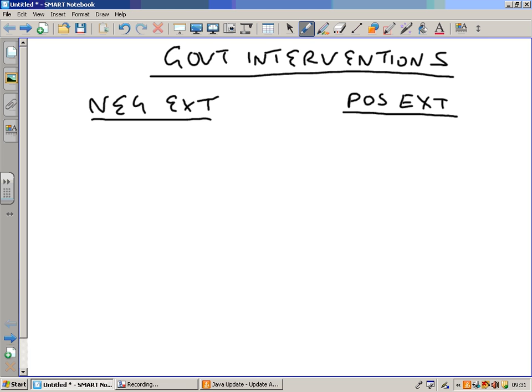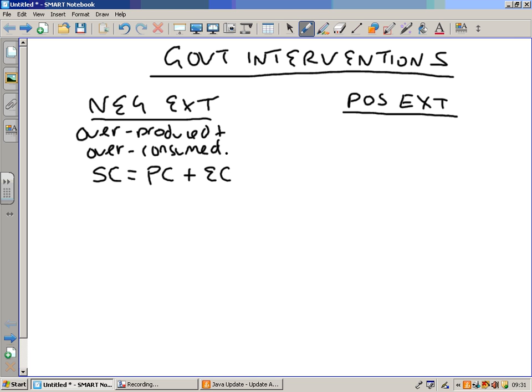Negative externalities are overproduced and overconsumed. Okay, so they're overvalued by society, and this equation sums up perfectly what the problem is. We know that social costs, the full impact of the production or the consumption of a good or a service, is equal to private costs plus external costs. Now, if we leave the allocation of resources in these markets to market forces, then businesses and consumers will not pay for the external costs. What this means is that the selling price and production costs are too low.